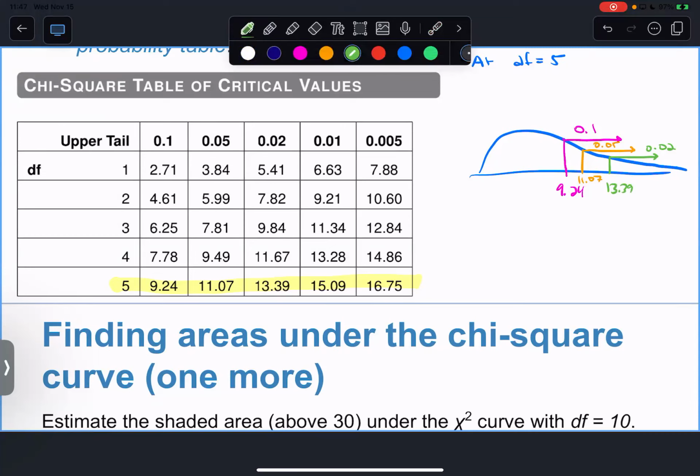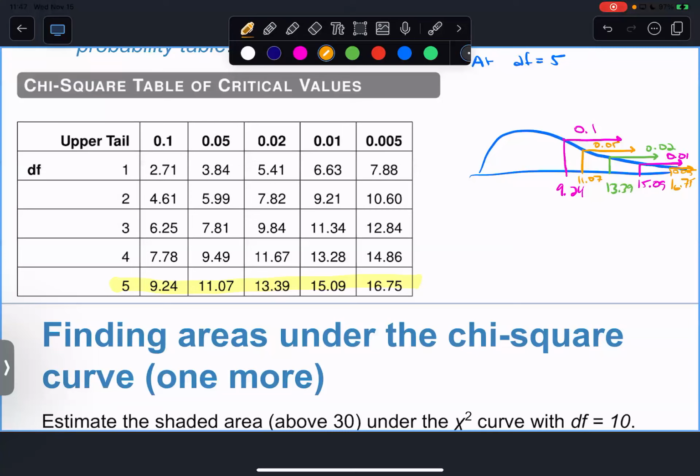I'll cycle through the pink again. 15.09, 0.01, and orange, 16.75, 0.005. Yikes, that's small. Get the idea.